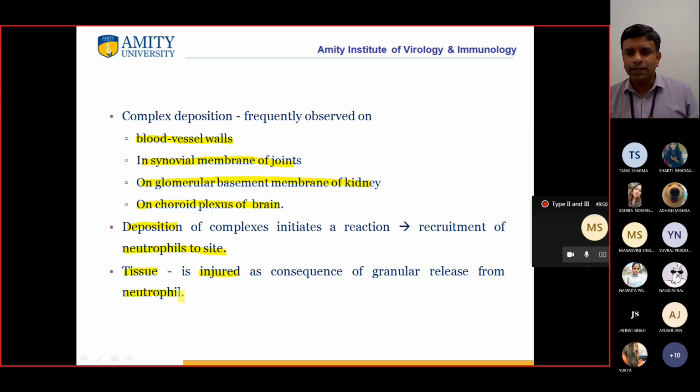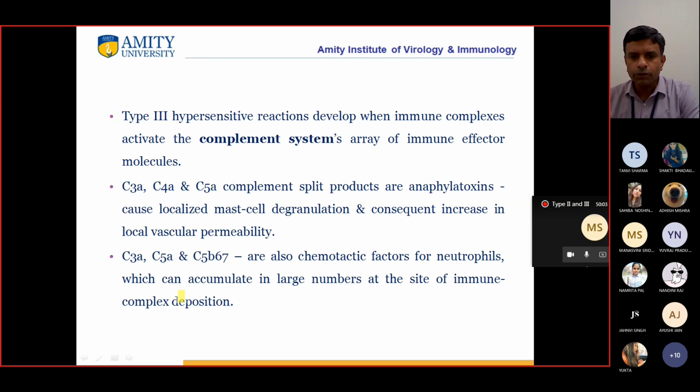So you can see here the culprits are your antigen, antibody, and the neutrophils, right? So अभी हम इसको और डिटेल में देख लेते हैं. So type 3 hypersensitivity reaction develops when immune complexes activate the complement system. So again, how does the complement system work.